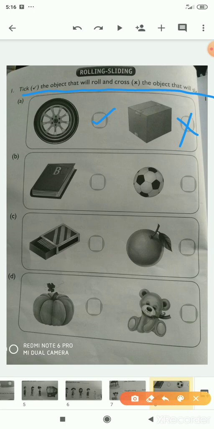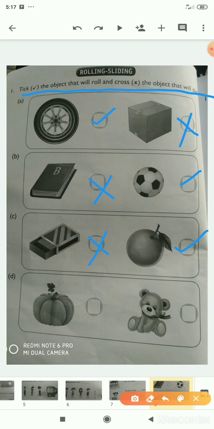Now again we have a book and a ball. The ball is circle in shape, so we have to tick the ball and cross the book. The book cannot roll, but the ball can roll because it is circle in shape. Again we have a matchstick and a fruit. A fruit is circle in shape, so it can roll. We have to tick the fruit and cross the matchstick. It cannot roll, it can slide.